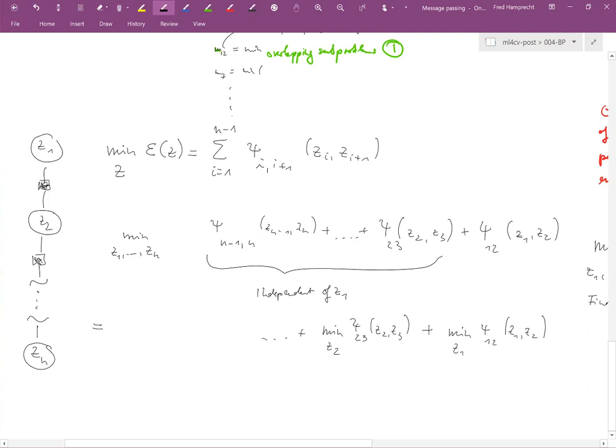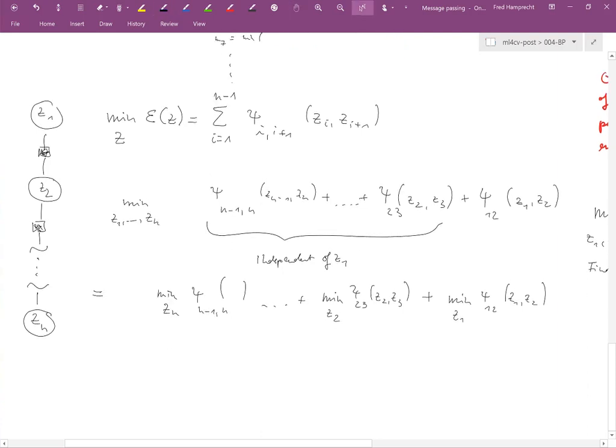Okay, and up here I have my minimum over Zn of my first term. Yeah? Don't we need some more brackets? Yes, thank you. Check, check, check, check. Okay, thank you.